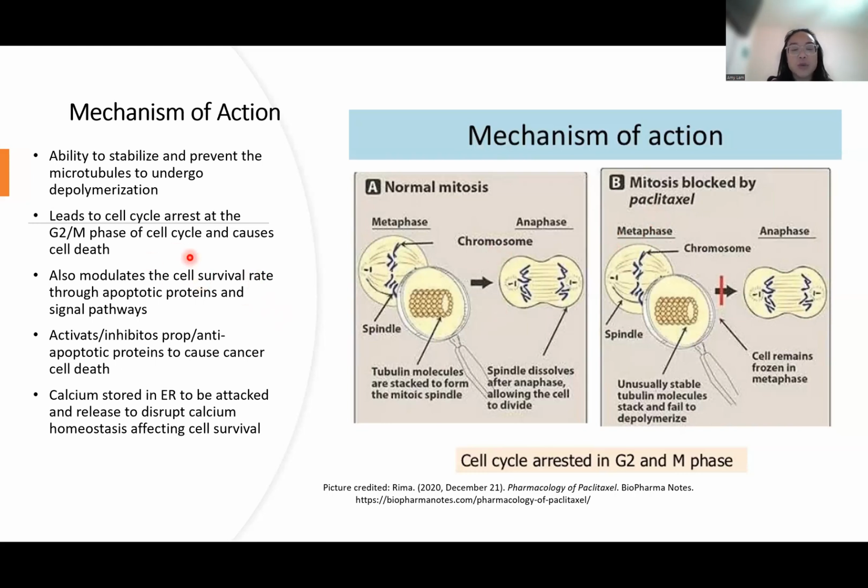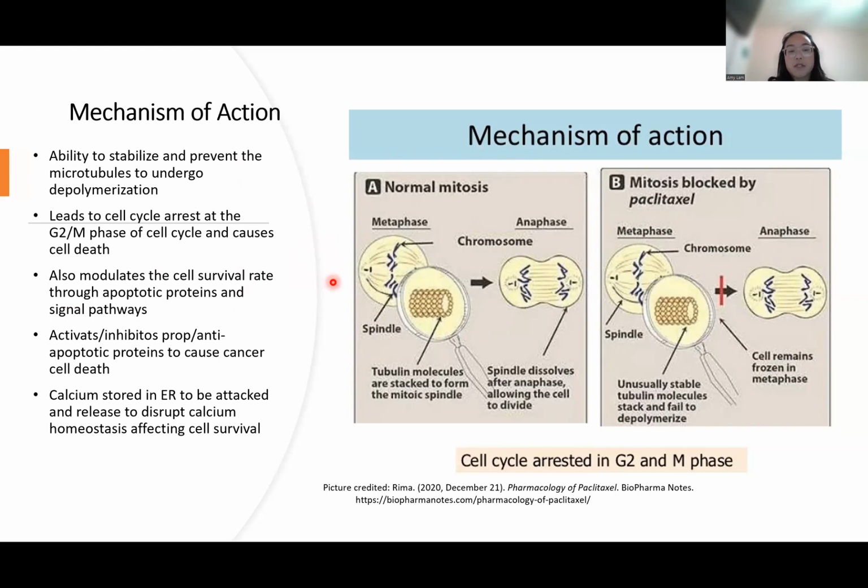So when Taxol is administered to a patient with cancer, it can lead to cell cycle arrest at the G2 or M phase of the cell cycle, also known as the prophase and the anaphase. And basically, that will cause cell death. And that's the mechanism of action that it will go through.